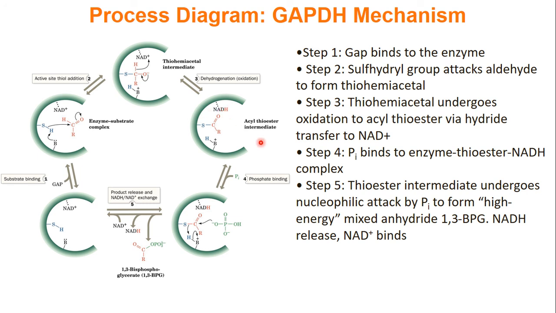So the next thing is phosphate is going to bind, and this phosphate is going to attack this carbonyl carbon. That will allow our sulfhydryl group to retake the hydrogen from this base, restoring the base, and we're going to get 1,3-bisphosphoglycerate out. So our product is ready to go. It's no longer attached to our enzyme here. NADH now can leave as well, and we have to bring in a NAD+ to restore the enzyme. Our enzyme is ready to go, and we can restart all over again.